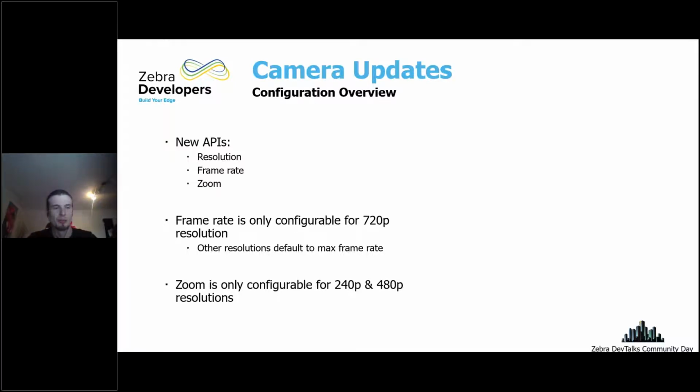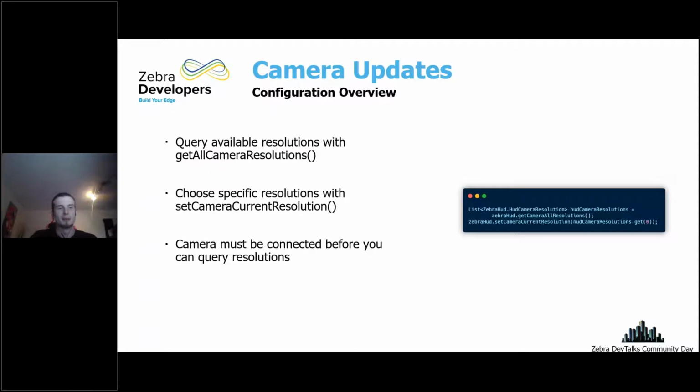But with some caveats. So the frame rate is only configurable for the 720p resolution. If you're running any other resolution on the device, then it's just going to default to the maximum frame rate. There's another caveat for zoom, and that is that it's only configurable for the 240p and 480p resolutions. If you're using any other resolution, then you just get one standard zoom setting and you won't be able to tweak that.